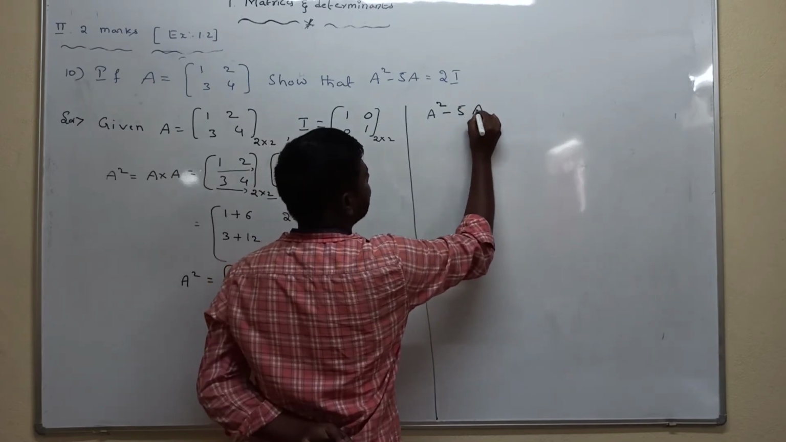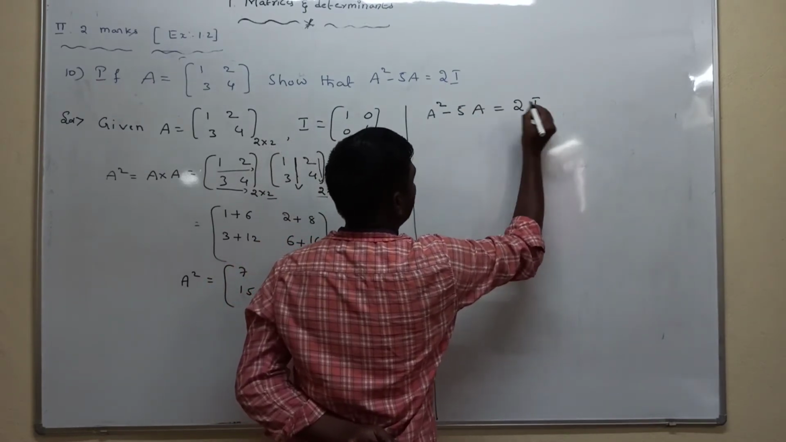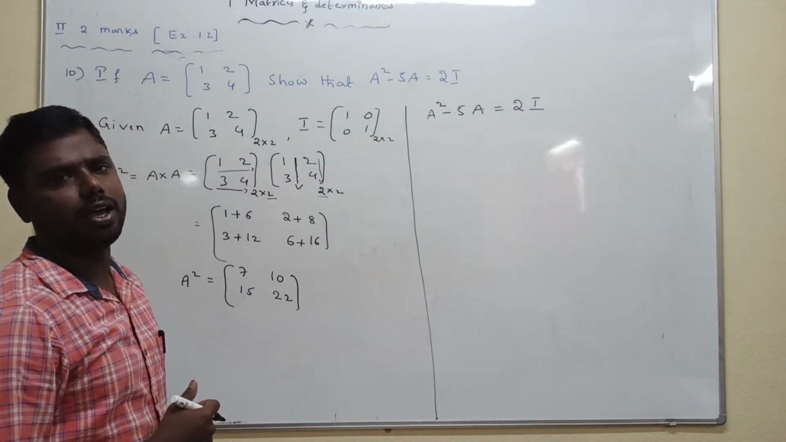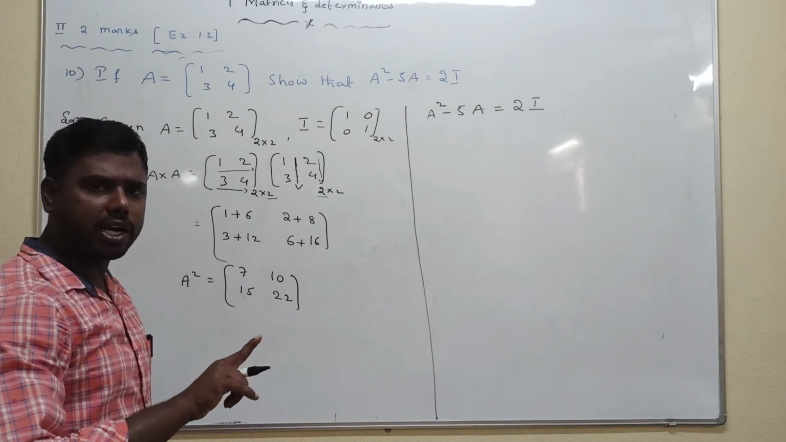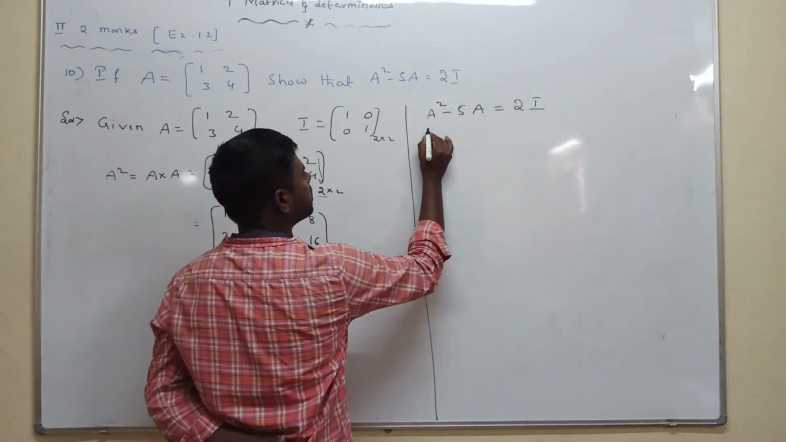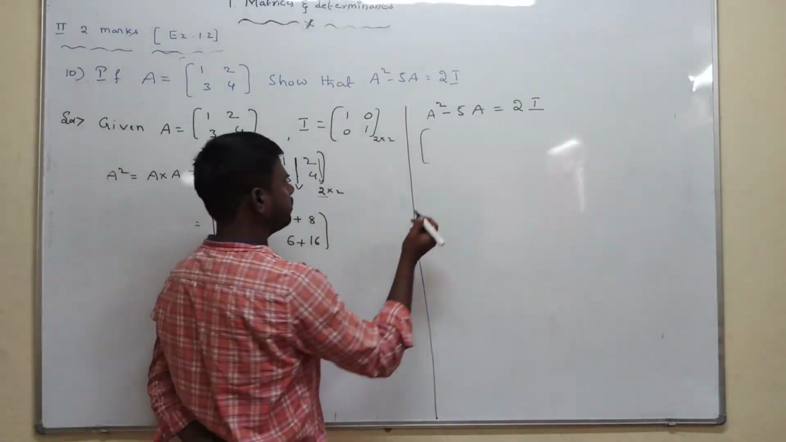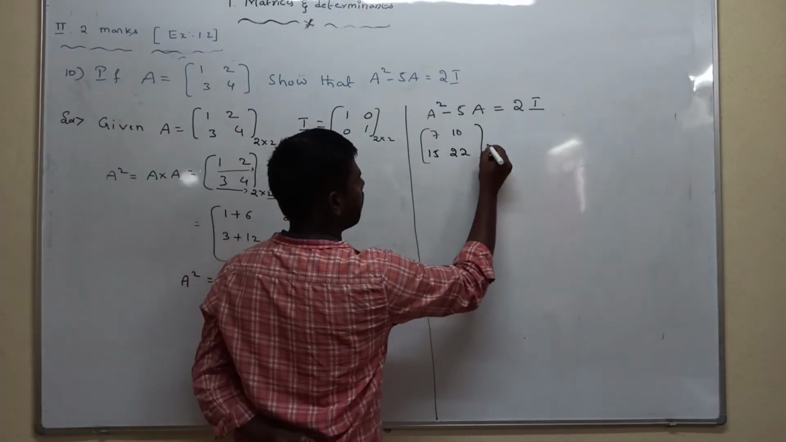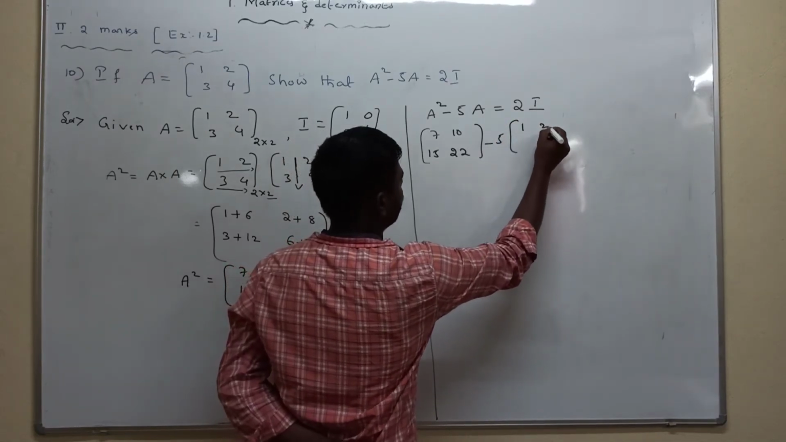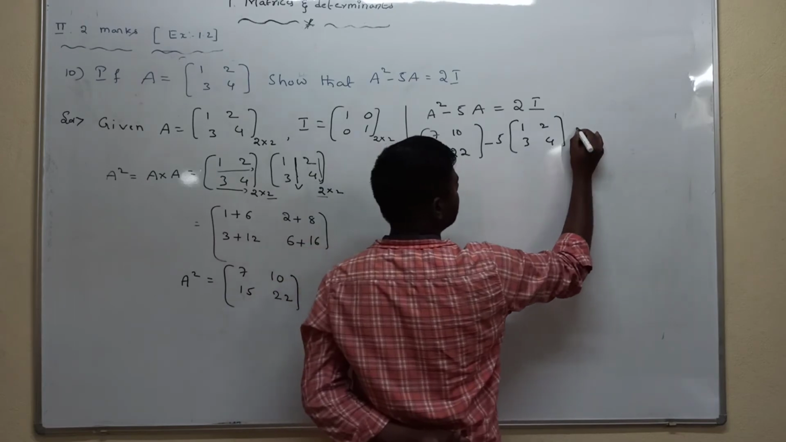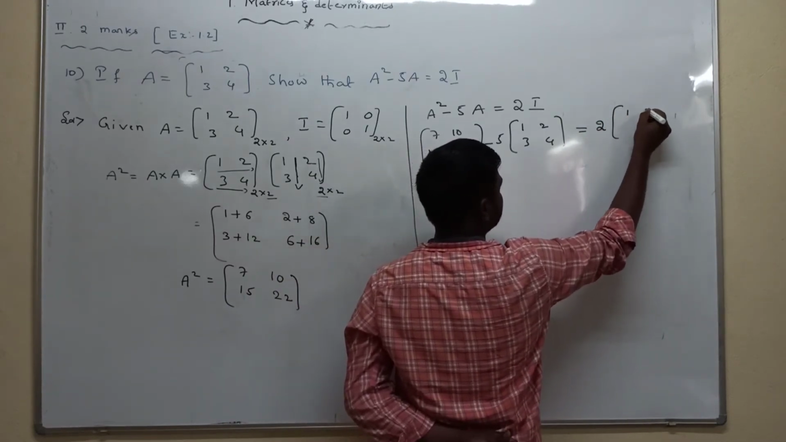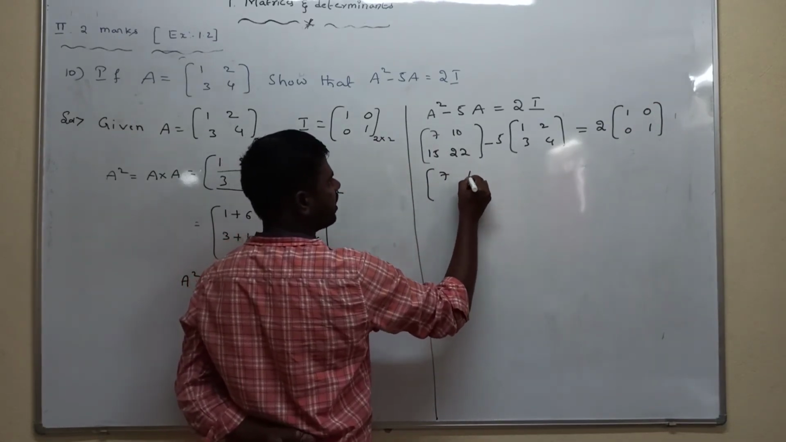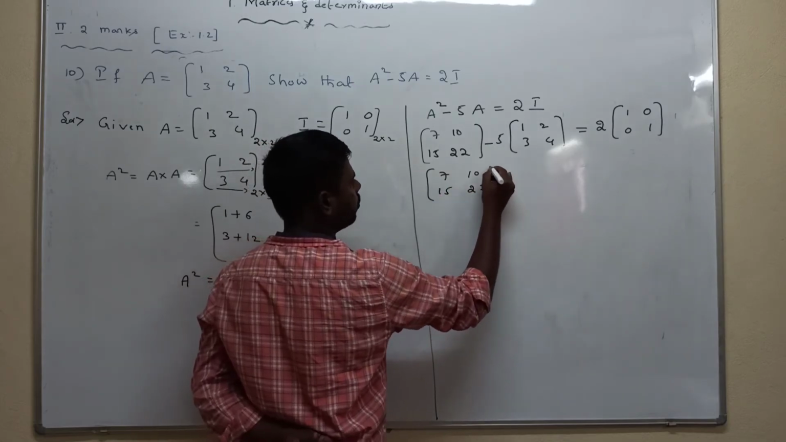A square minus 5A is equal to 2I. I am taking both sides, LHS value and RHS, at a time. Now substitute the A matrix, A square matrix and also the I matrix. So the A square elements you got are 7, 10, 15, 22, minus 5 into the A matrix 1, 2, 3, 4. RHS is equal to 2 into the identity matrix 1, 0, 0, 1.